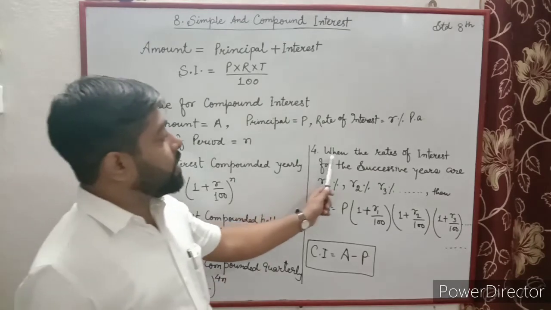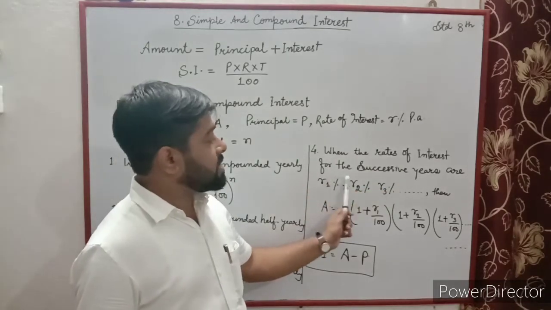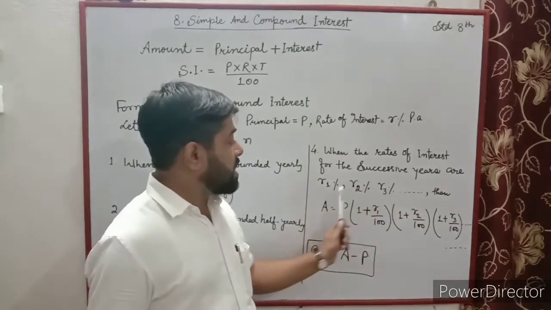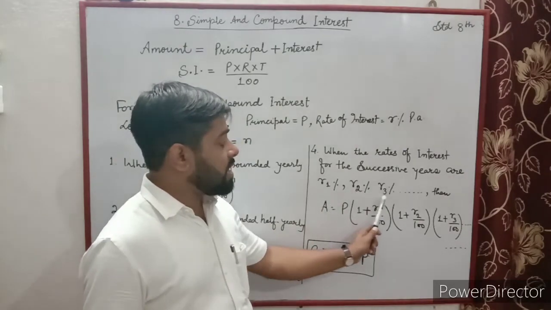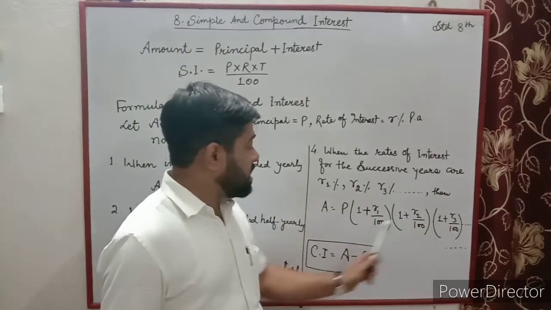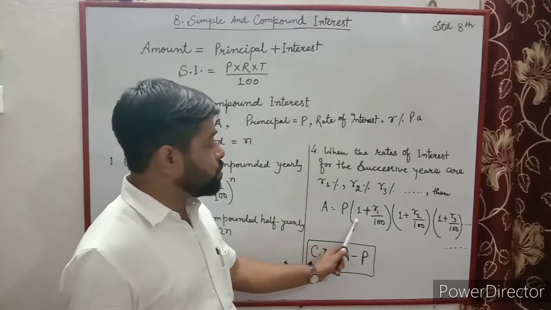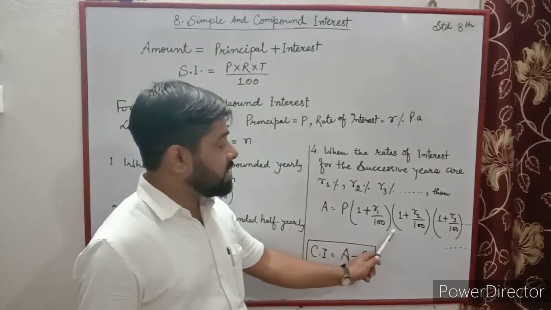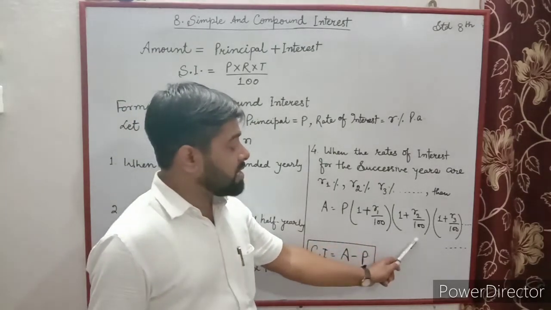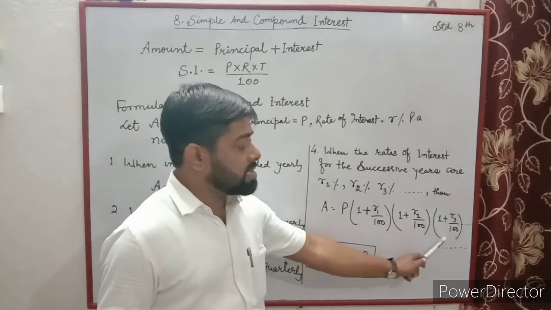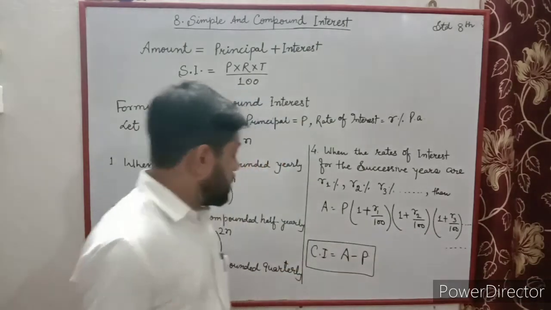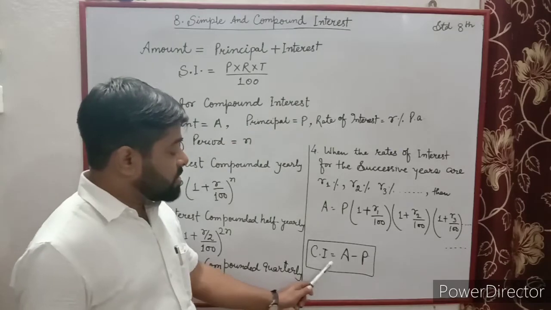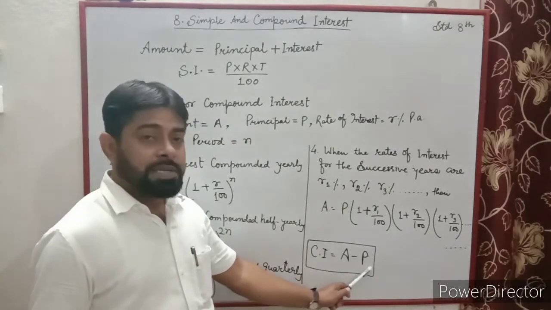Now fourth, when the rates of interest for the successive years are R1%, R2%, R3% and so on, then amount is equal to P into (1 plus R1 by 100) into (1 plus R2 by 100) into (1 plus R3 by 100) and so on. And compound interest is equal to amount minus principal.